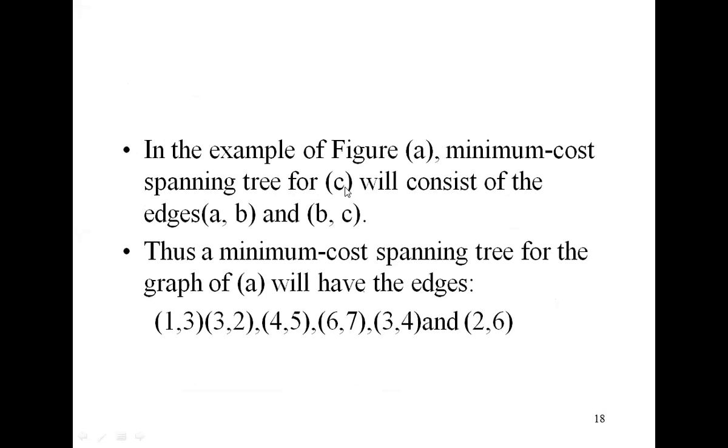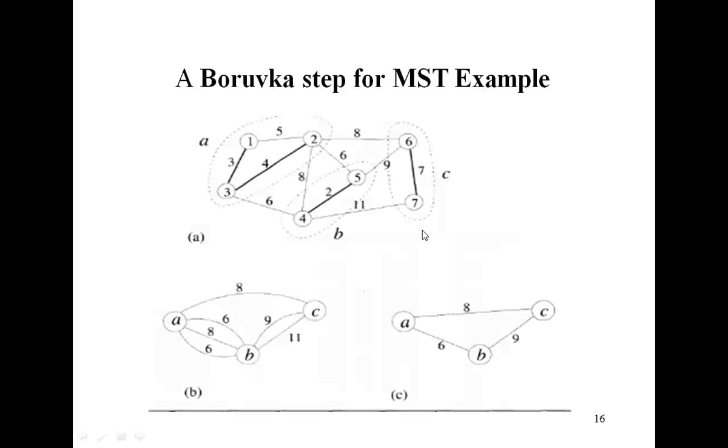The minimum cost spanning tree for C will consist of the edges A comma B and B comma C. See here in our figure, A comma B value is 6, B comma C value is 9. So A comma B, B comma C. This is the minimum cost spanning tree.